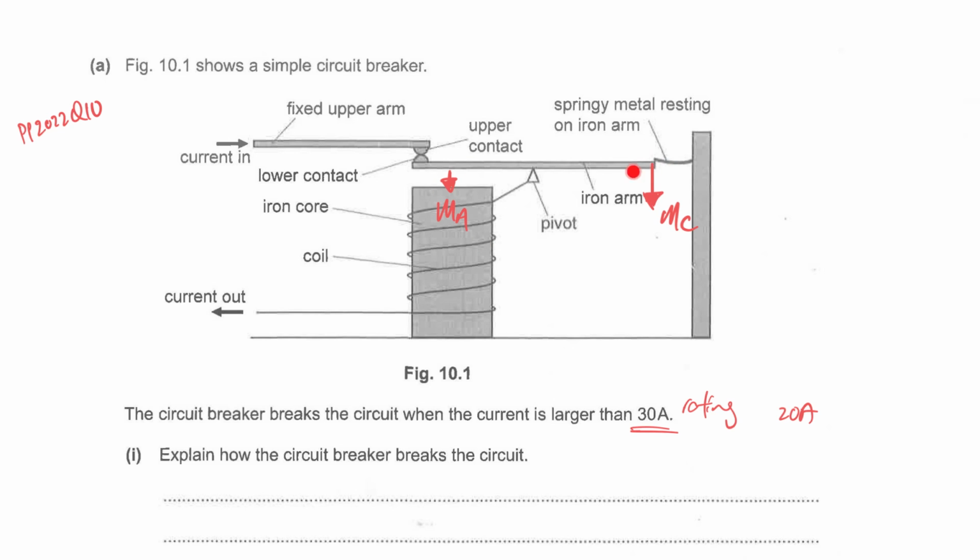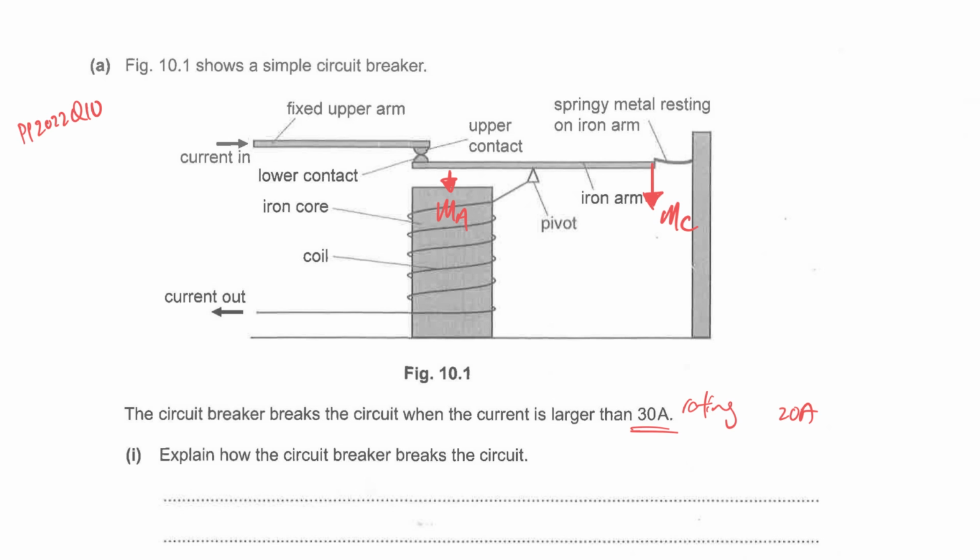Because if these two moments are equal and this thing is in equilibrium, there might be a chance where this upper and lower contact is not touching one another, because it's exactly balanced, so this thing may or may not touch. And that's the risk there. So if there's a small gap, then a spark might be produced and it might be a hazard.